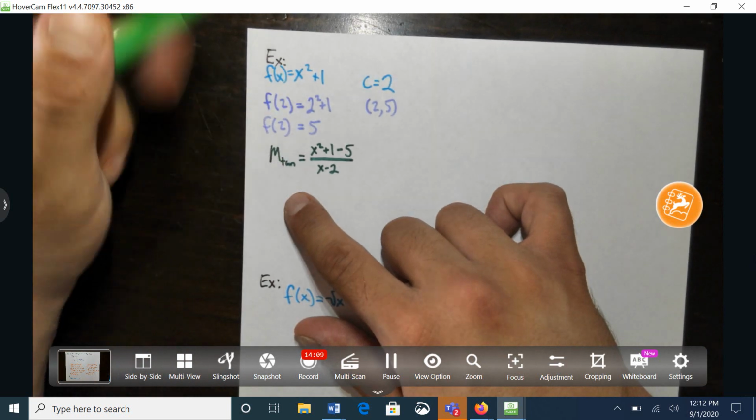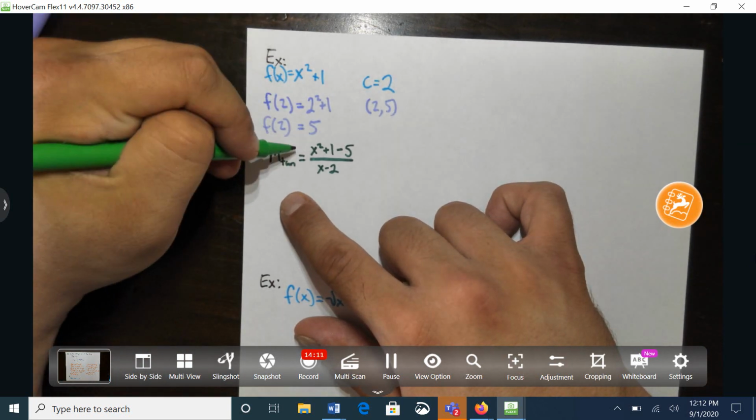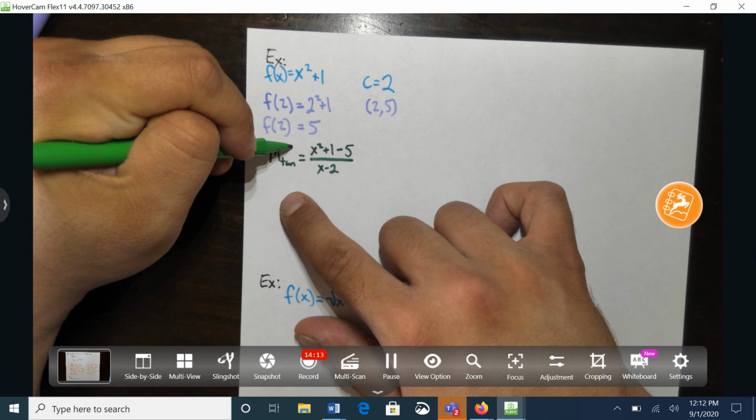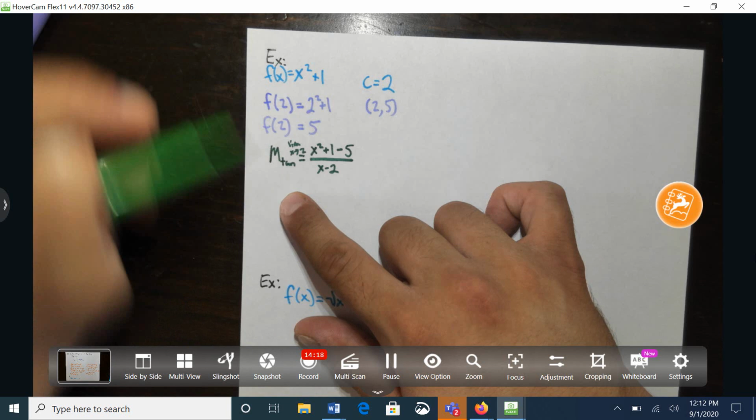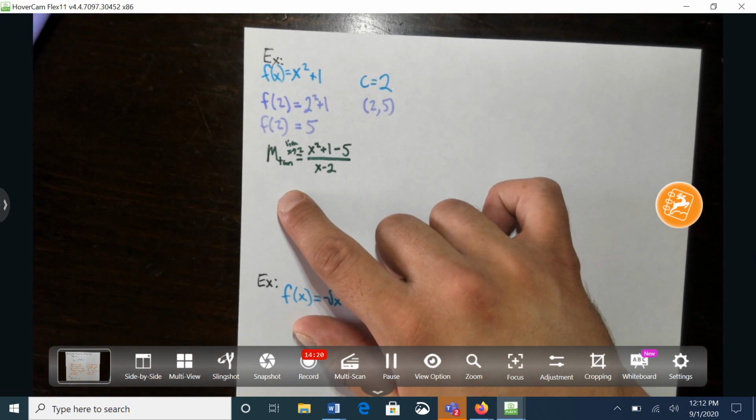And I forgot to write my limit, right? I can hear my teachers yelling at me from high school. Let's write it really small. The limit as x approaches 2. There we go. All right.